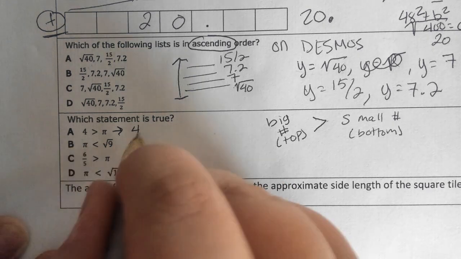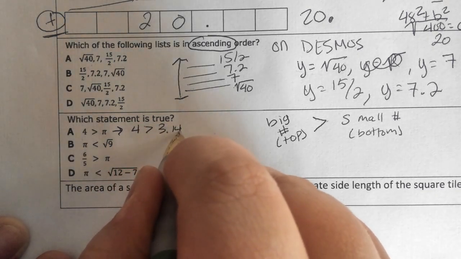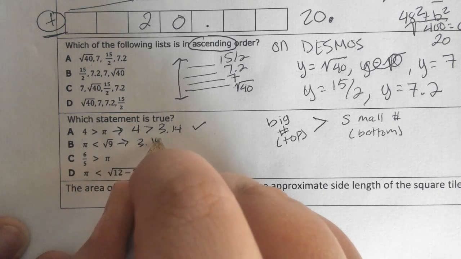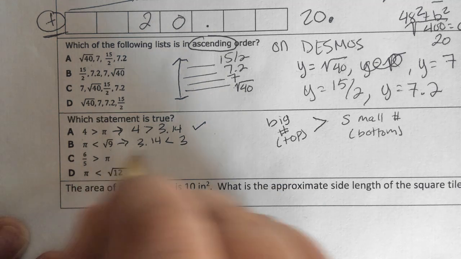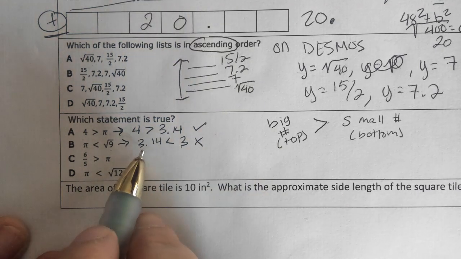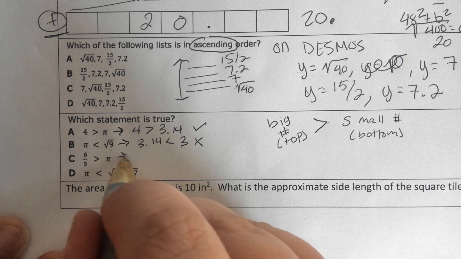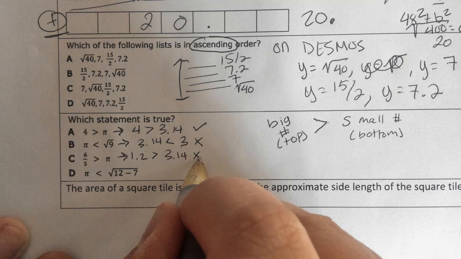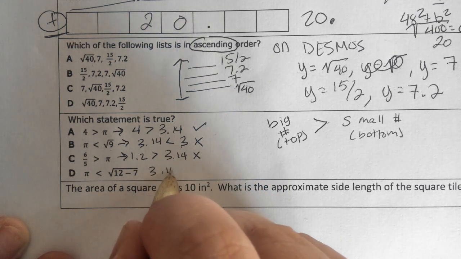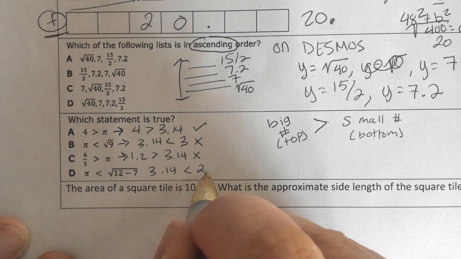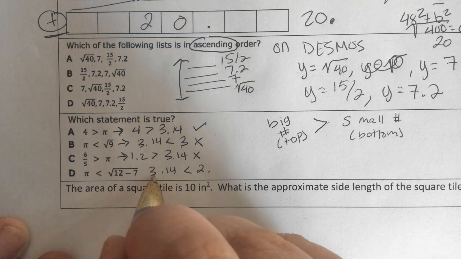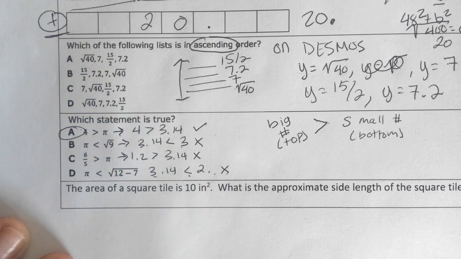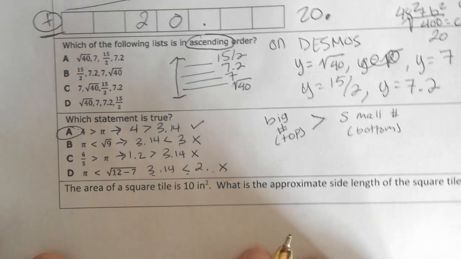This would then say for letter A, 4 is larger than about 3.14, which is true. For letter B, this would say 3.14 is smaller than 3. The square root of 9 is 3. That's not true. 3.14 is bigger. Next, we'd have 1.2 is greater than 3.14, which is not true. Then you'd have 3.14 for pi is smaller than about 2.3 or something like that. Anyway, 3 is not smaller than 2, so I know that's not true. Meaning that's our only true response there.